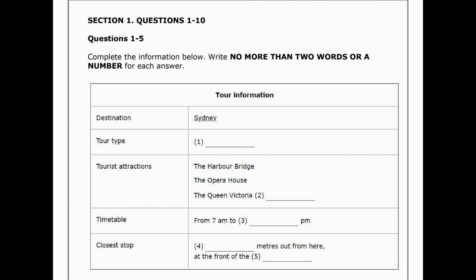I think it's a good option. Is there a set timetable for the tour? No. The buses run in a loop around the city all day. And what hours do the buses operate? They run from 7 a.m. in the morning until 9 p.m. each night. That sounds nice. Yes. And the closest stop is just 20 meters out from here, at the front of the hotel.